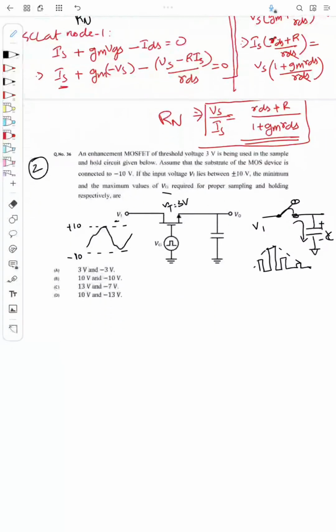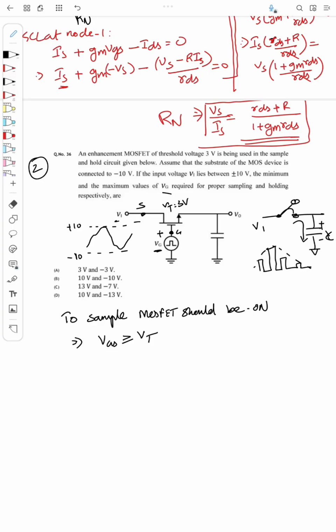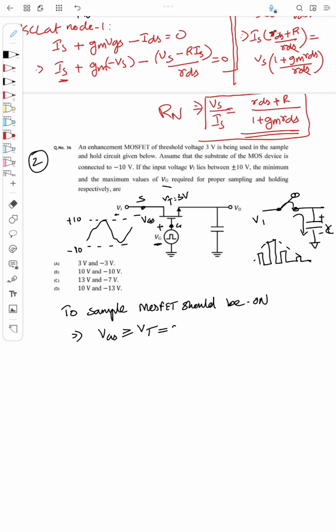So the question is, what should be the range of Vg such that it can properly sample the input signal? We know that to sample, the MOSFET should be on, right? And for that the gate to source voltage VGS should be greater than or equal to Vt, definitely. So what is VGS? This is the gate voltage G, and this is the source end. So this is VGS. So VGS should be greater than Vt, and given Vt is 3 volt.